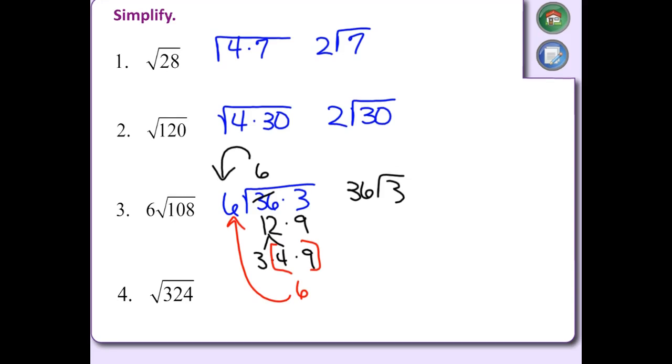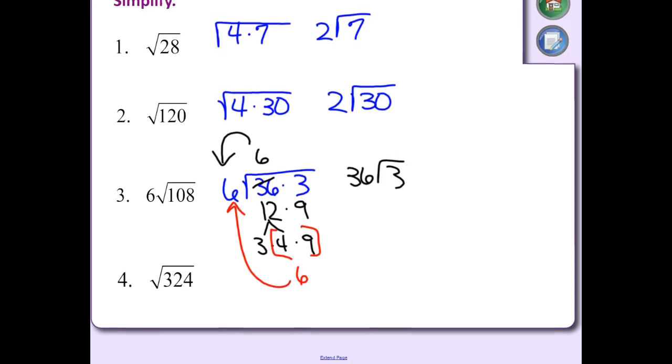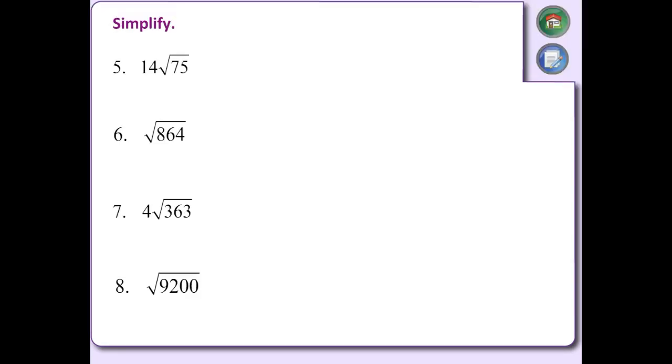Every once in a while they throw a number in like number 4, and hopefully you would realize that that's a perfect square, and the answer is 18. Okay, square root of 324 is 18. Now, let's do a few harder ones before we're finished. Everybody look at number 5. Well, I know that 75 is not a perfect square, so we've got 14, but I know that 25 times 3, the square root of 25 is 5. 5 times that 14 out in front, and that would give me 70 root 3.